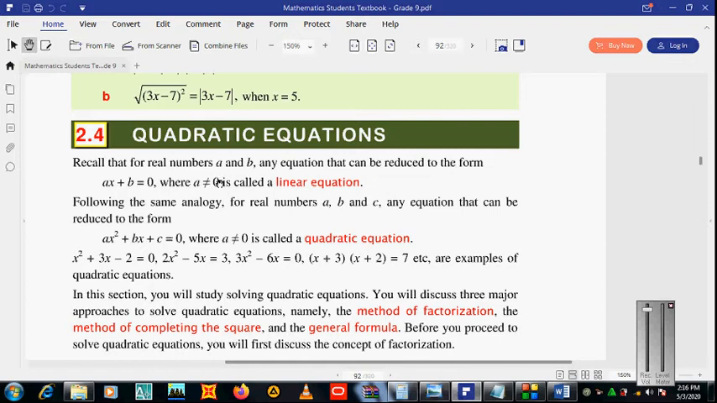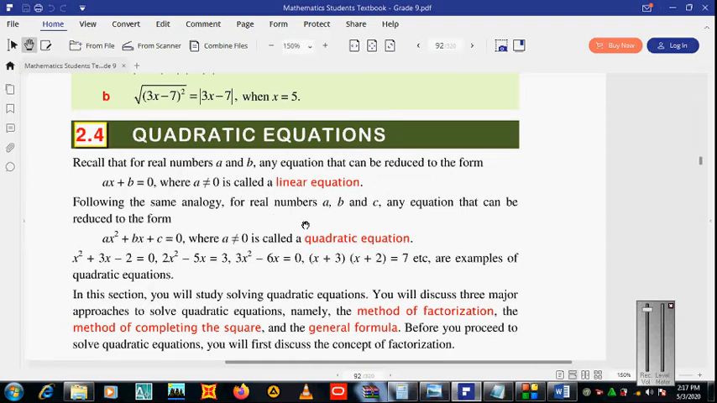A must also be different from 0. The coefficient of x to the power of 1 must be different from 0. If a is equal to 0, then it cannot be a linear equation. So, in order to be a linear equation, the coefficient of x, a, must be different from 0.